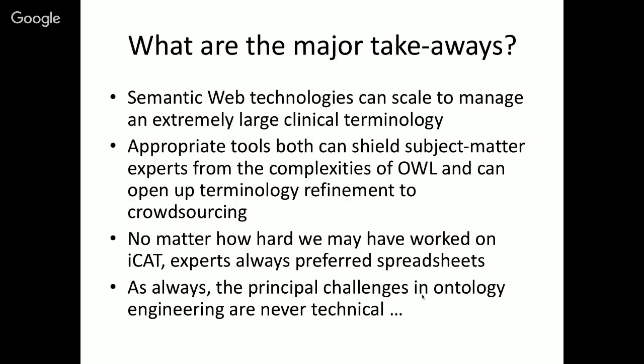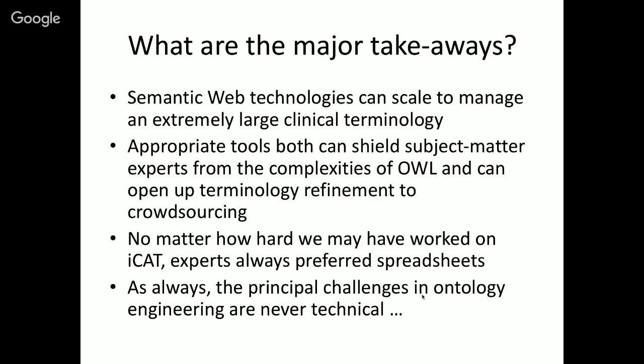So what can you take away from all this work? Well, what I think is interesting is that we know that semantic web technologies can scale and manage large clinical terminologies. We've seen this in the case of terminologies like the NCI thesaurus and with the foundational model of anatomy. I think ICD-11 shows it for the first time in a terminology which is also quite large. It's being used internationally in a very, very broad sense.